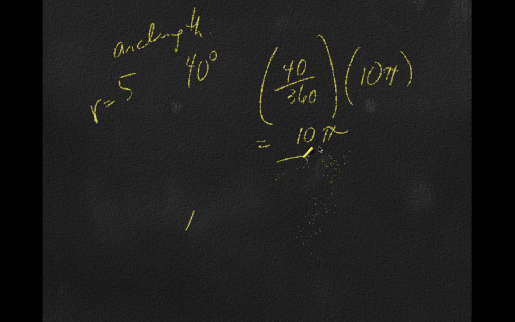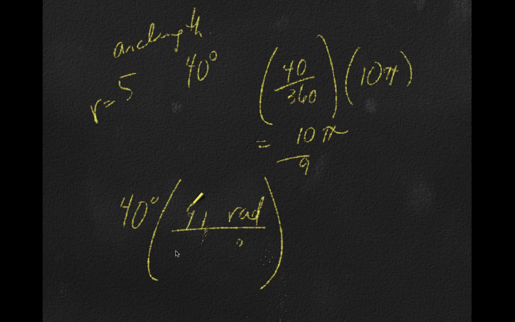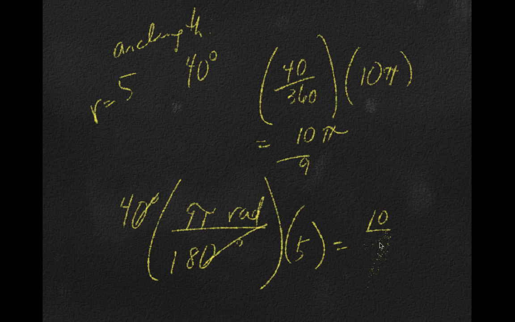The way we'd probably want to do it now is to say, I've got 40 degrees, but I want radians, and I want to cancel out degrees. So I put a pi there and a 180 there, and then I multiply times the radius, 5. So 40 over 180 is 2 over 9 times 5, 10 over 9 pi. It's the same, right? The process is more or less the same, except that you only have to remember this conversion, and it gives you practice doing that conversion, which we want.